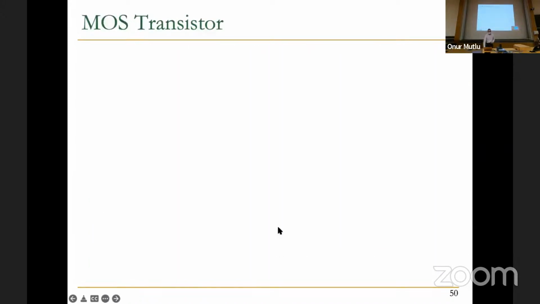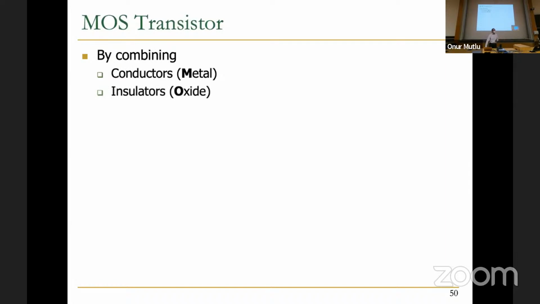Okay, so let's talk about what a MOS transistor is. MOS, as I said, combines basically three things: metal, some conductors, so that you can conduct electricity and pass voltage from one higher place to a lower place; insulators, which are usually oxides; and semiconductors.